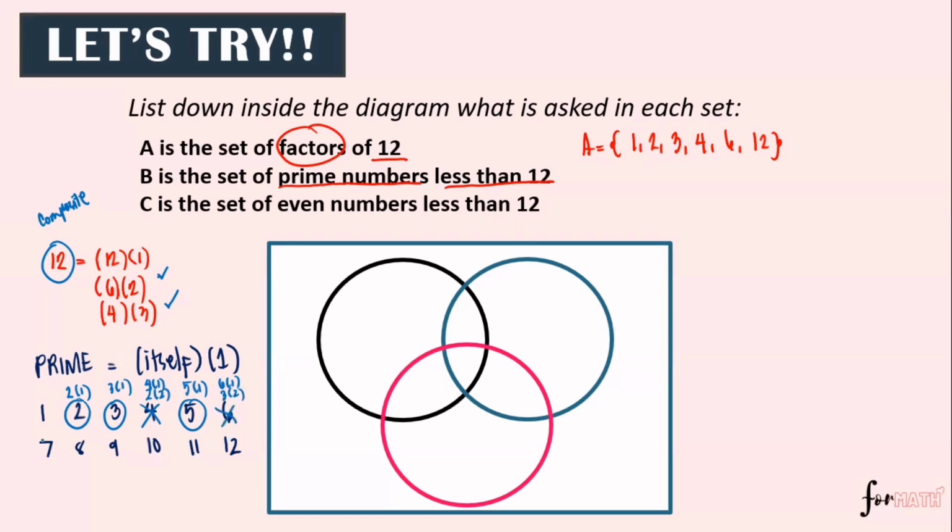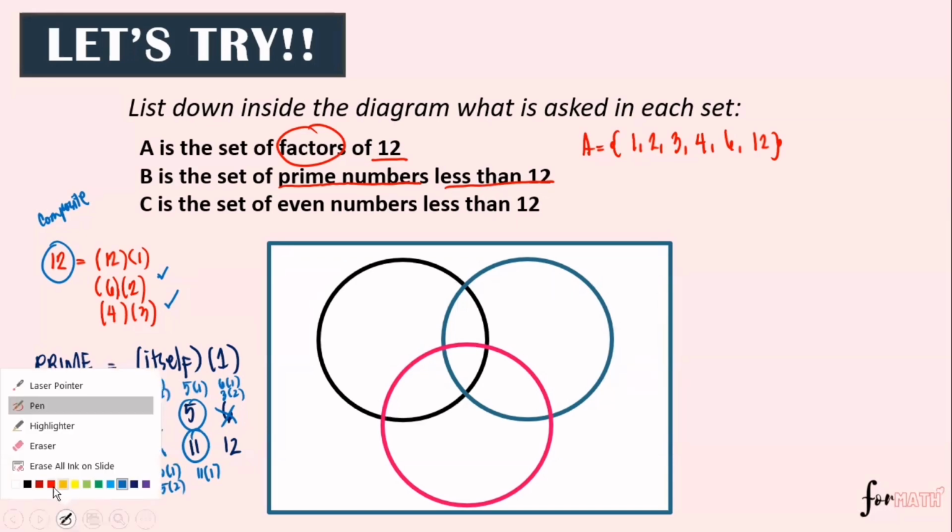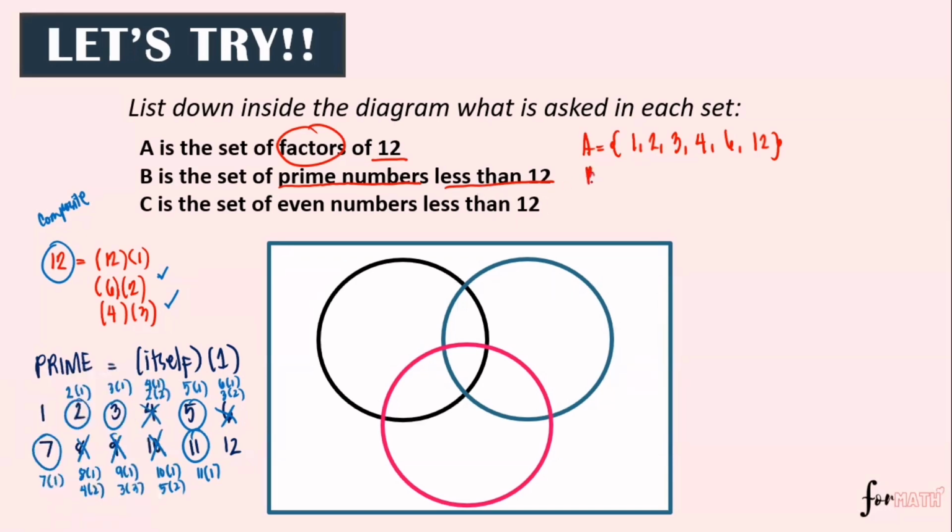This is not prime. So 7 is a prime, 7 times 1. 8 is not a prime. Aside sa 8 and 1, meron pa siyang 4 and 2. And then 9 is not a prime. It's because 9 times 1 and then 3 times 3. 10 is not also a prime. It's because 10 times 1 and 5 times 2. 11 is a prime because ang factor lang yan ay 11 times 1. And then 12 is not a prime, that's a composite. But here, hindi naman na natin isasama si 12 kasi nga less than 12 lang. Therefore, ang elements ng set B natin ay 2, 3, 5, 7, 11.